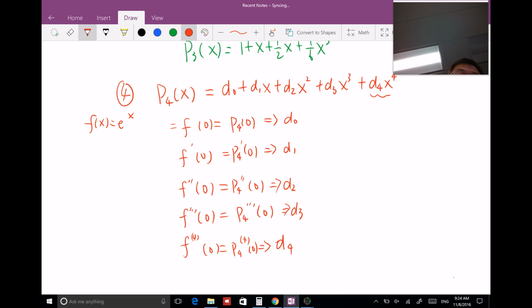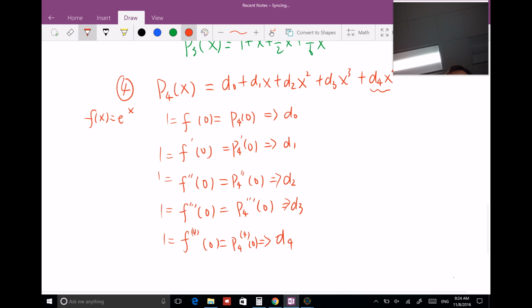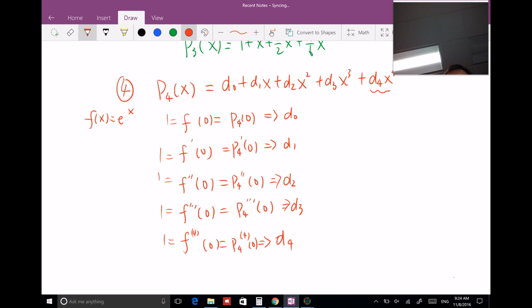Okay, f of 0 equals 1, f prime of 0 equals 1, f double prime equals 1, because it's just e to the power x. It never changes. It's e to the 0. And for the others, you just need to plug in. Plug 0 into the function itself, plug 0 into the first derivative, plug 0 into the second derivative, plug 0 into the third derivative, plug 0 into the fourth derivative. That makes sense, right?